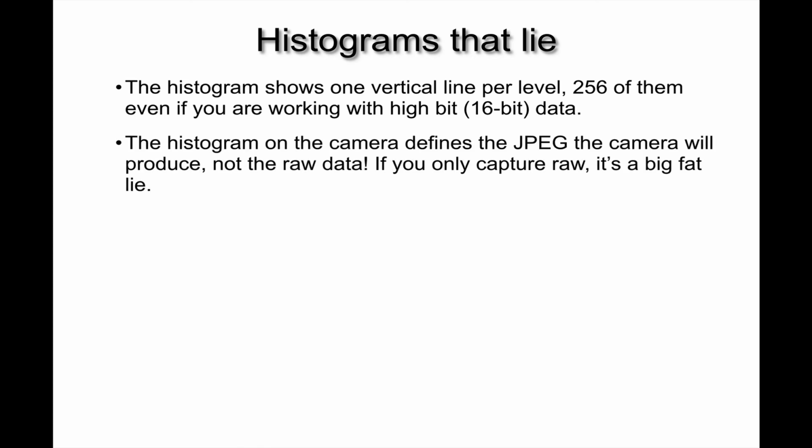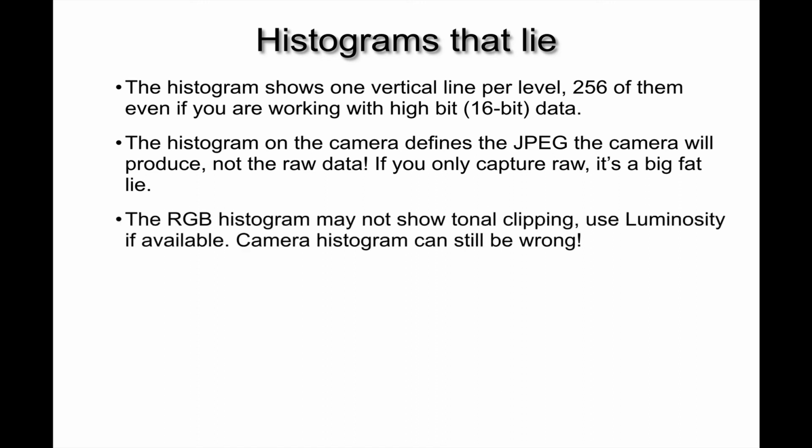The other big lie are the histograms on the back of your camera. It's important to realize that when you look at the histogram on your camera, you're looking at the histogram of what the JPEG would be if you had set the camera to give you that particular data. If you're capturing raw data, it's just a big fat lie. We'll look at this again in more detail.